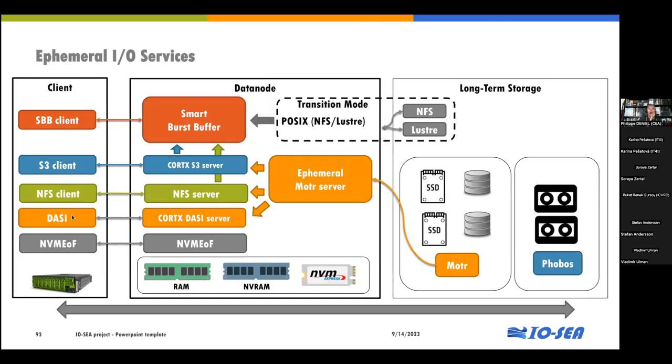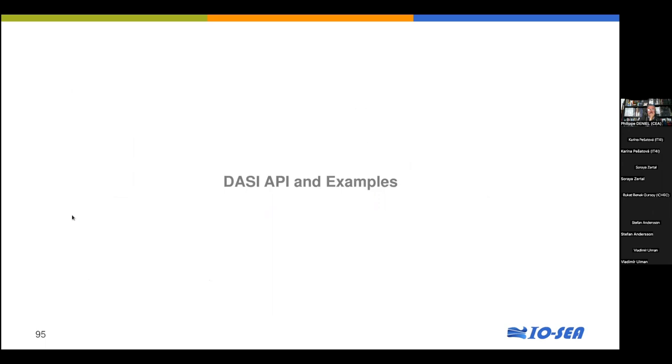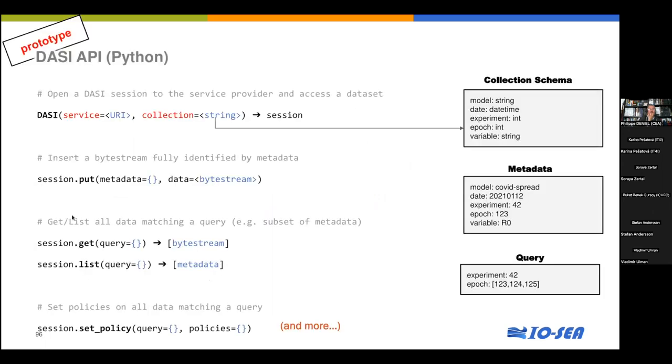So this is a picture that I showed you. We remember DAISY can be part of the ephemeral services, so you can use it within the IOC software stack. And let's give you a few examples. So the DAISY API, DAISY has different APIs. One is C++, another is Python.